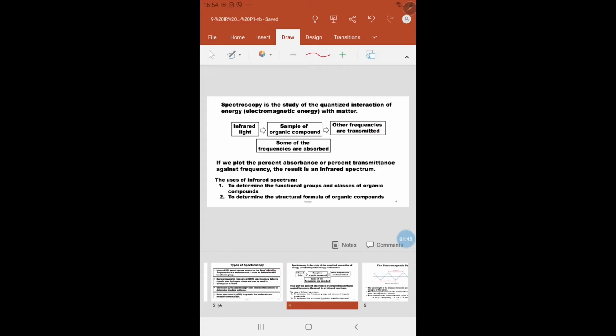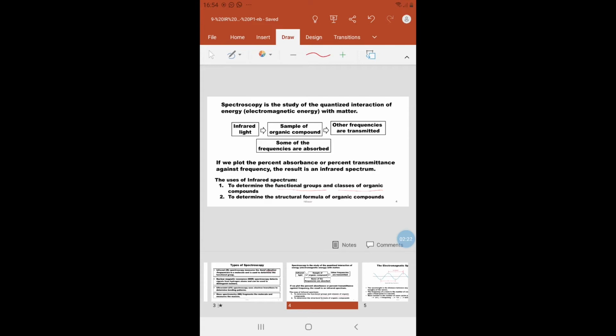what is the principle of IR? IR is used to determine the functional group. The keyword here is the functional group and the class of organic compounds. That's why in our first class last week, I asked you to draw the structure of benzaldehyde. So the class is aldehyde, and the functional groups mean what bonds are present in the molecule, what bonds are present in benzaldehyde. And then from there, you can determine the structural formula if you are given the molecular formula of the molecule.